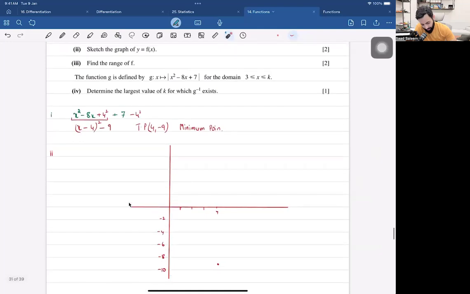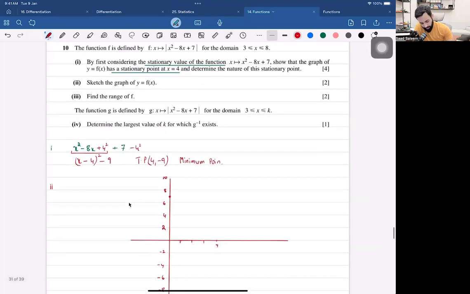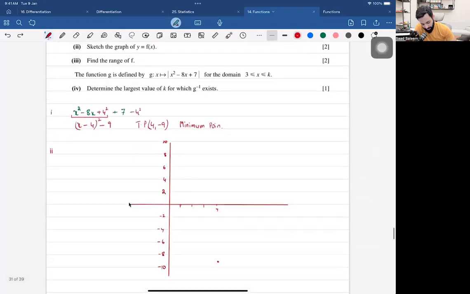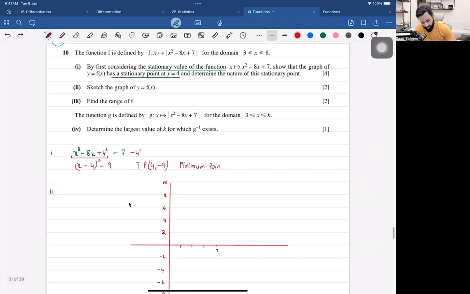Okay. Now, then what about the y-intercept? The y-intercept is 7. So 2, 4, 6, 8, 10. The y-intercept is 7. Now, what about the domain? If you look at the domain, it actually will not allow the y-intercept because y-intercept means x is 0. The domain is from 3 to 8. So let's plug in 3. Let's use a calculator.